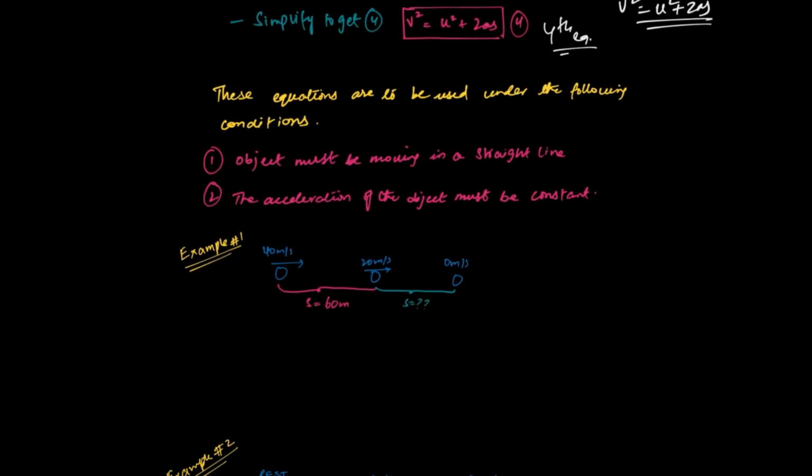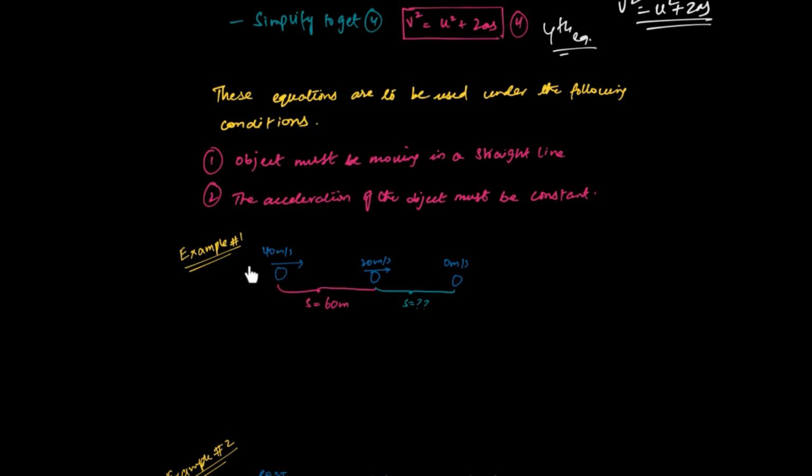Alright, so there are some conditions in using these equations of motion. Number 1, objects must be moving in a straight line. Number 2, the acceleration of the object must be constant. The reason is that if the object is not moving in a straight line, then velocity would be changing, because velocity is a vector quantity. Okay, so now let's do two practice questions.